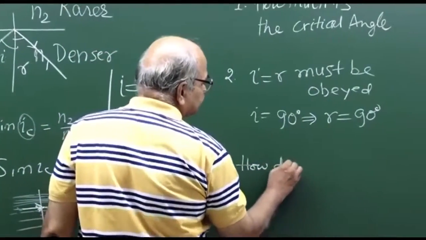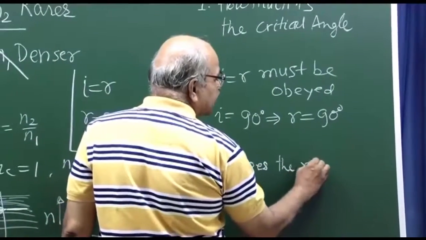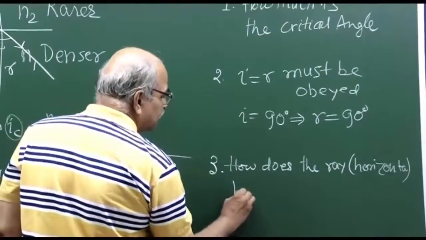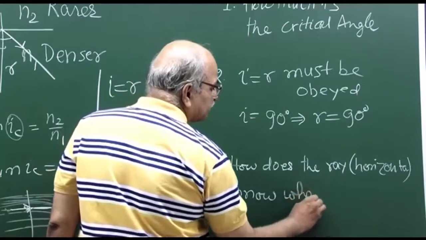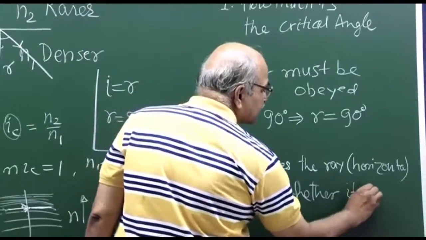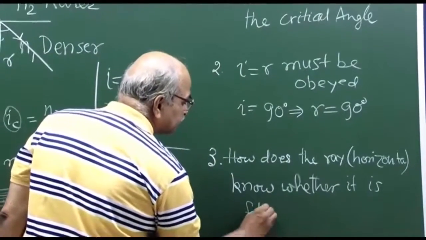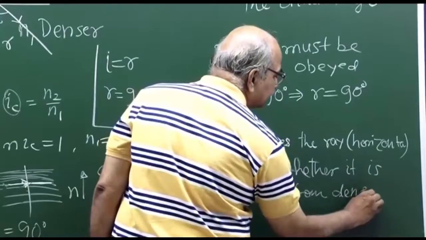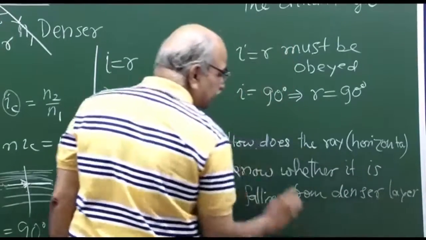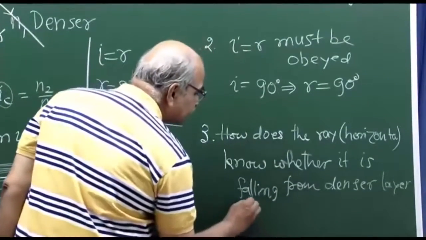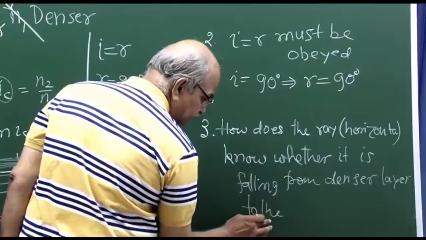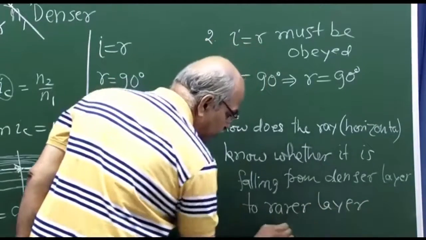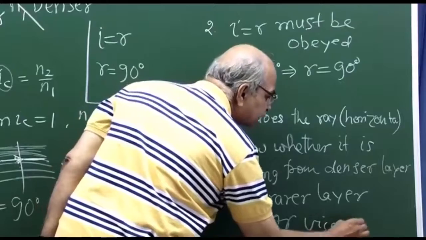How does the ray which has become horizontal know whether it is falling from denser layer, denser means optically denser, remember, to the rarer, or vice versa?